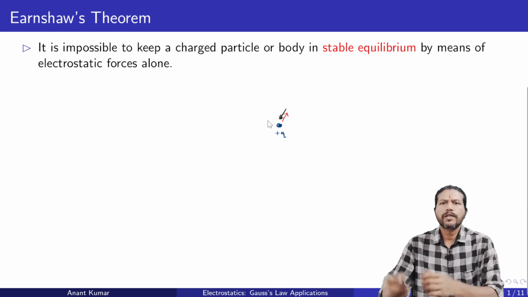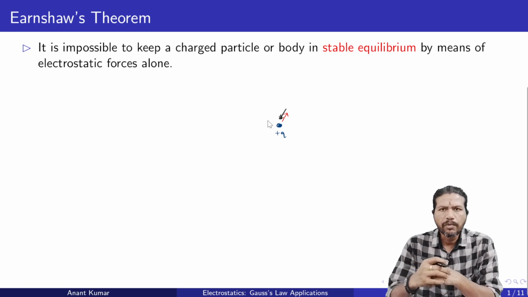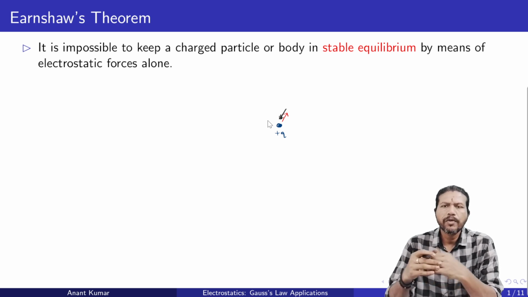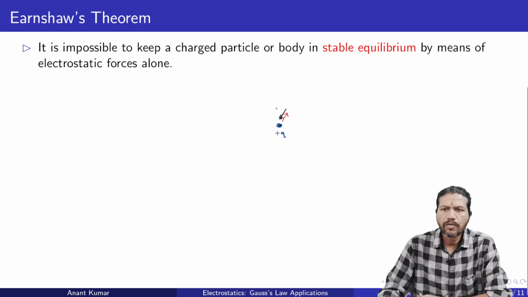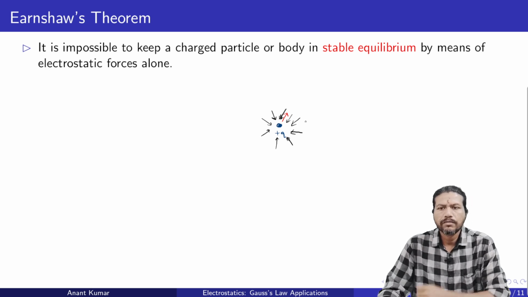The same argument applies in all directions around this plus q. So if this plus q was in a state of stable equilibrium, then irrespective of which direction I displace it, it should return back to its original position, which means that it should always experience an electrical force inwards. So that implies that around this charge, the electric field should point inwards. As I said, this electric field is not due to this point charge, but some other charges.